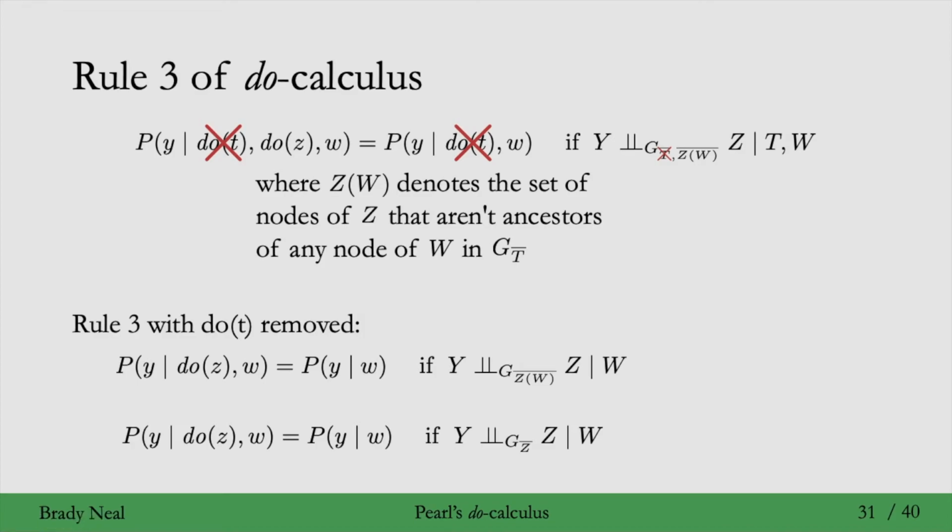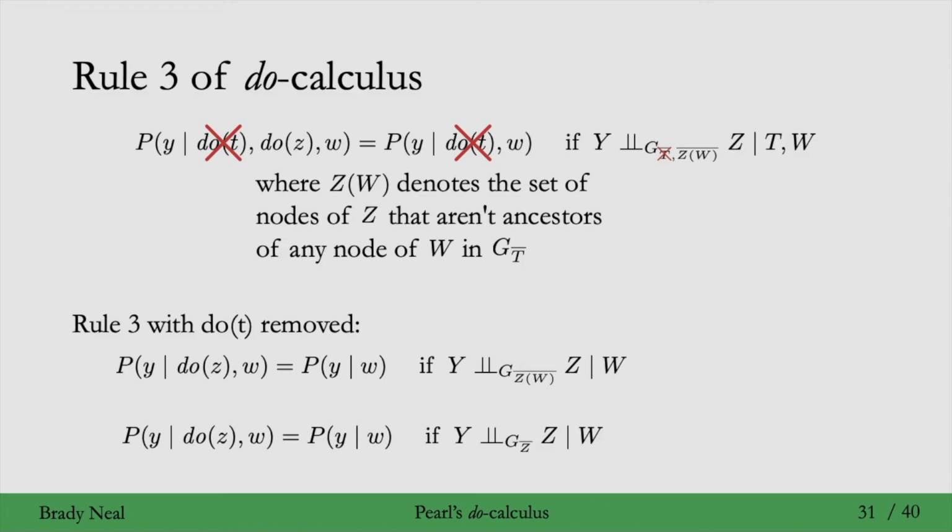So why do we have this weird Z(W) here, where Z(W) denotes the not quite z? It denotes the set of nodes of z that aren't ancestors of any node of w in the manipulated graph where we removed edges going into t. So what's going on here? Why do we have Z(W) instead of z? First, if you don't understand the intuition for why you might expect z here, then go ahead and pause and think a bit about that to convince yourself why I'm saying it might make sense for z to be there.